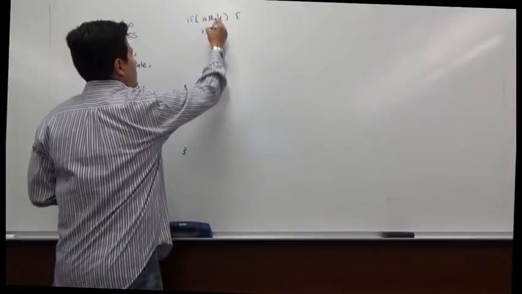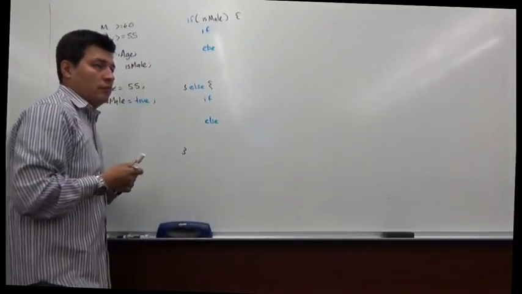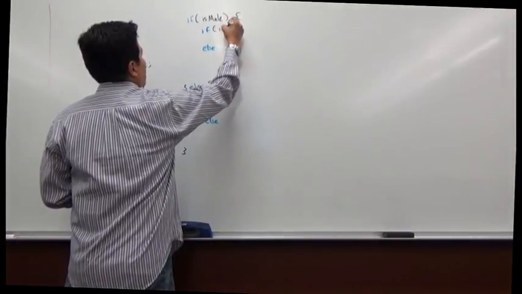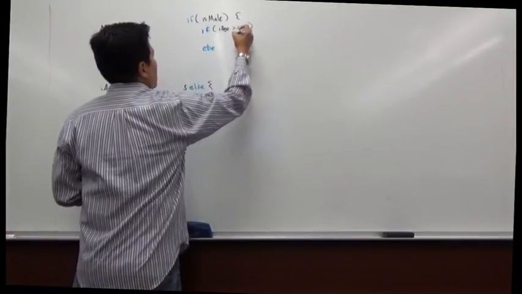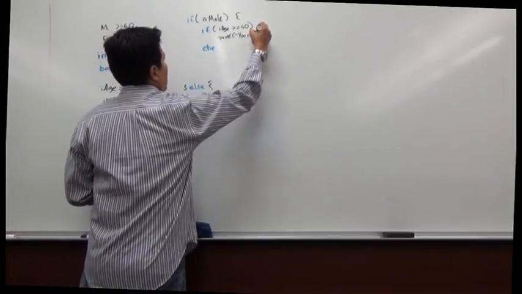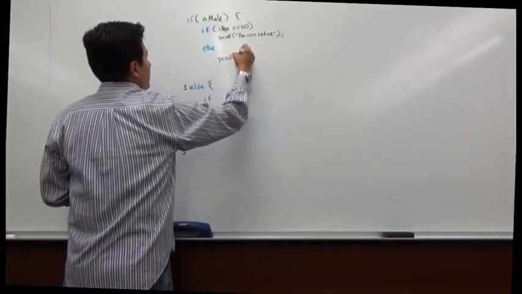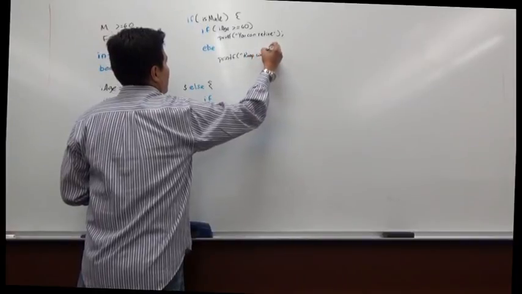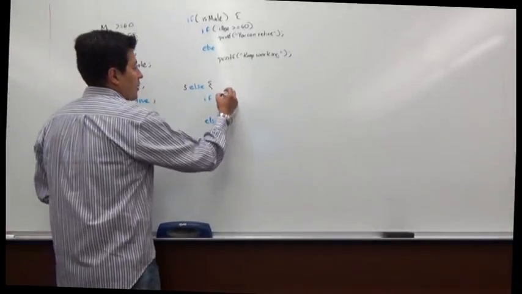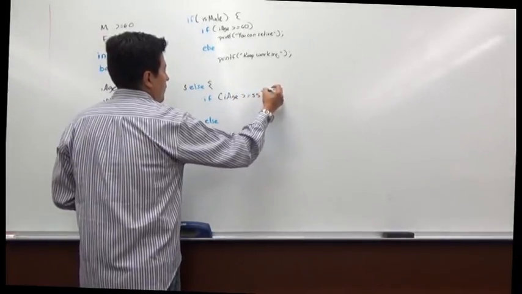So I need a couple more ifs here. And I'll ask if the age is greater or equal than 60. I'm going to do printf: you can retire, right? Otherwise, keep working. And here, then I test if the age is greater or equal than 55.